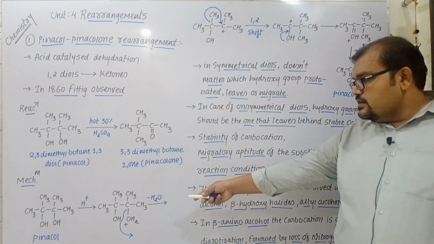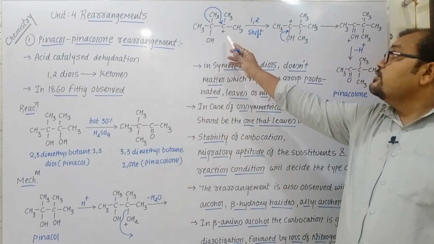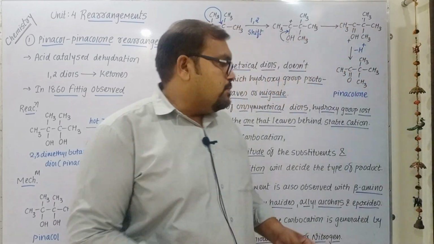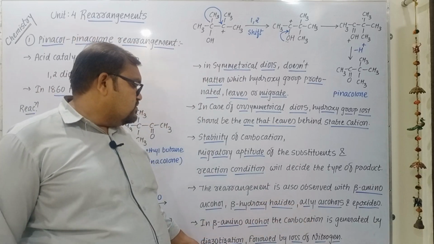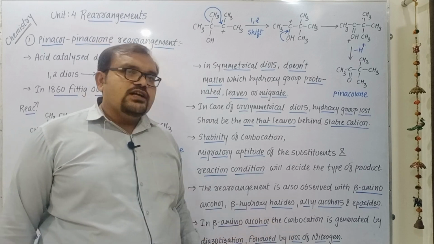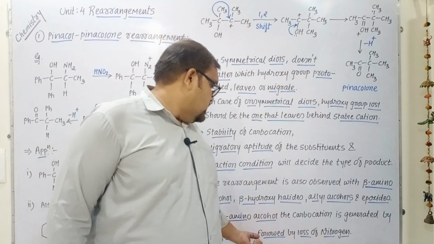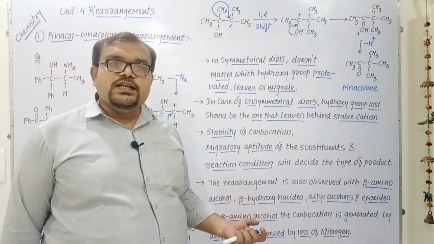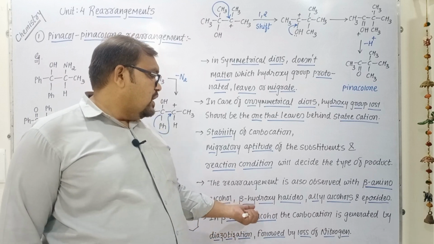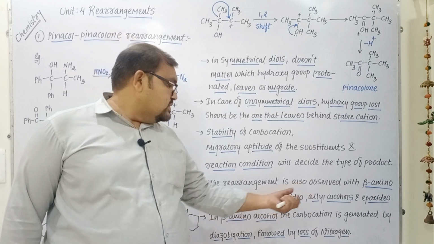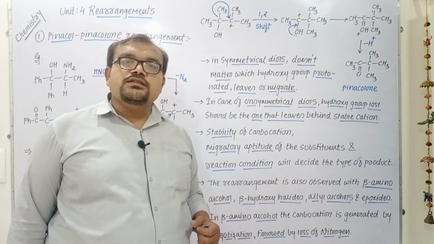Now as we can see here, in the case of a 1,2-diol, what will happen? It will undergo dehydration to give a carbocation, while in the case of beta amino alcohol, the carbocation is generated by diazotization, followed by loss of nitrogen. As we discussed, this Pinacol-pinacolone rearrangement is also important for other compounds such as beta amino alcohol, in which the carbocation is generated by diazotization followed by loss of nitrogen, giving us the desired product.